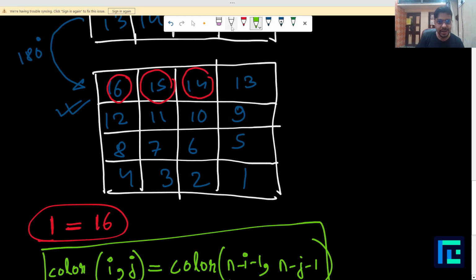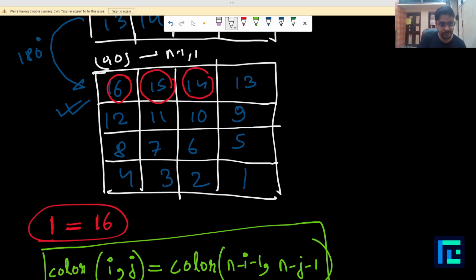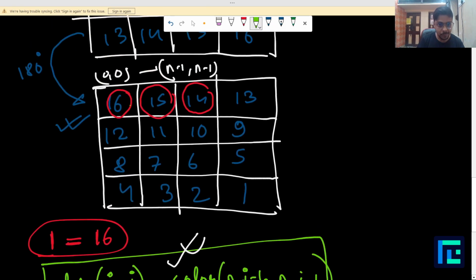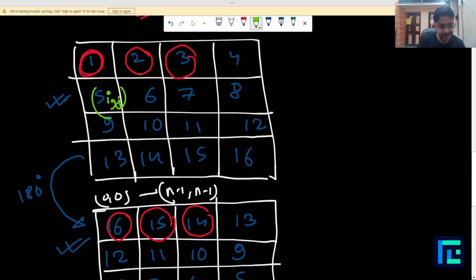Now, what I can do is just iterate from this cell, from (0, 0) till (n minus 1, n minus 1), and see for how many cells this condition is not satisfied. Okay. So let's suppose in this particular grid, the condition was satisfied for each and every cell.